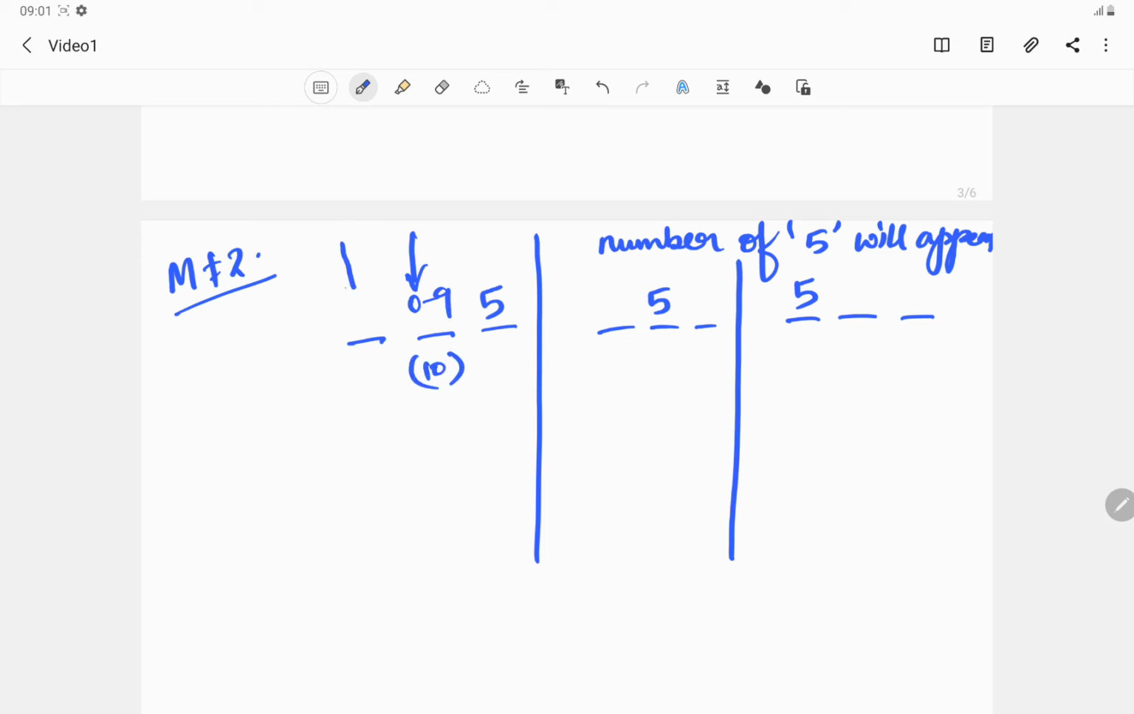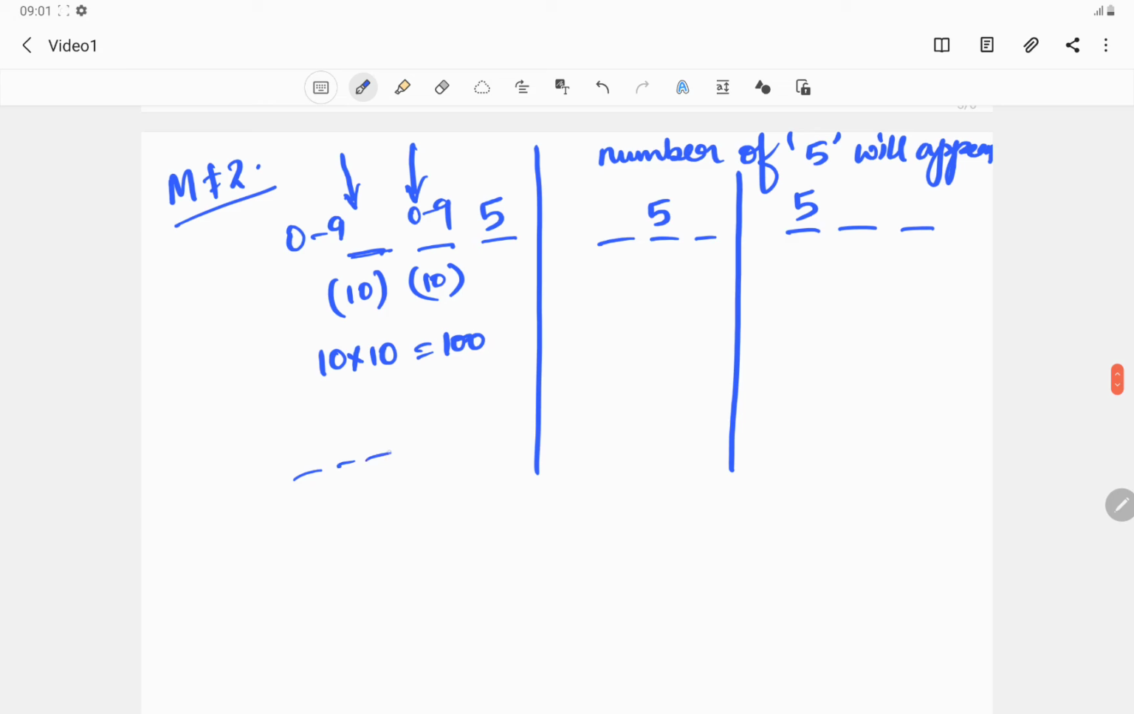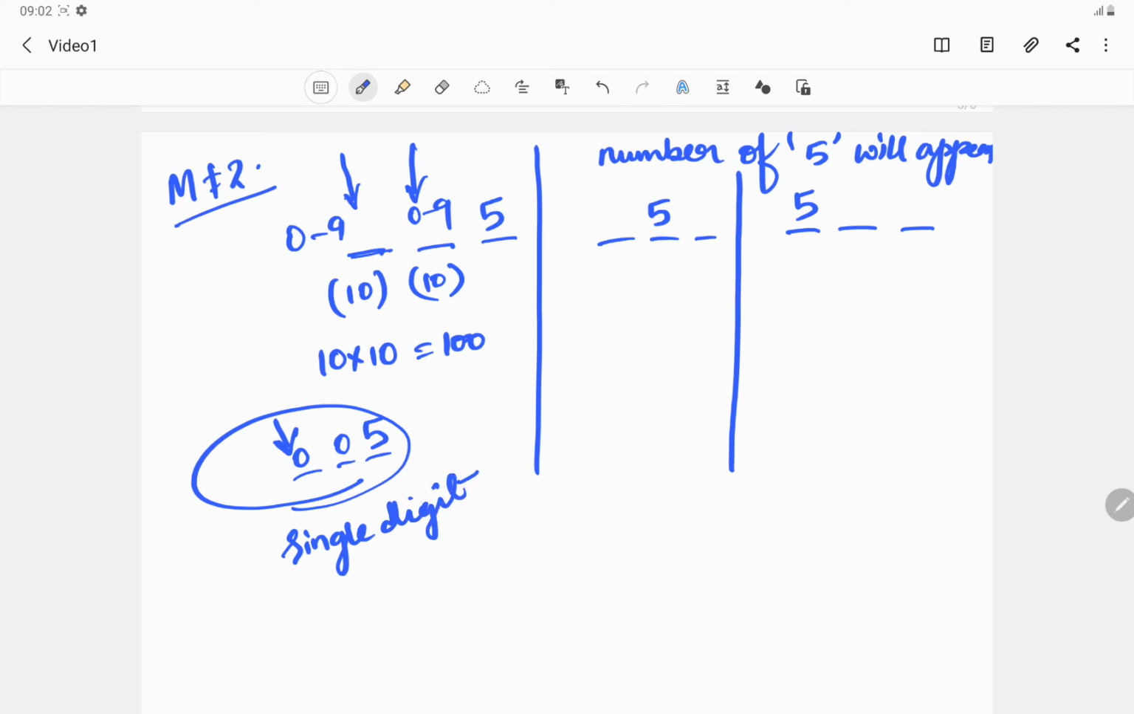Now for the hundreds place also, I can put any digit from 0 to 9. So I have 10. So 10 into 10 is 100 over here. Now you may ask a question. Sir, you have selected a 3-digit number, putting 5 over here, and you are giving 0 as the choice. Even then we don't face any problem. Even if it is 0 0 5 here, we are covering the single digits. Even when it is 0 1 5 over here, we are covering the double digits.